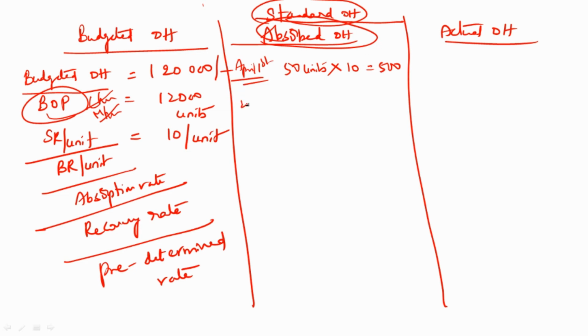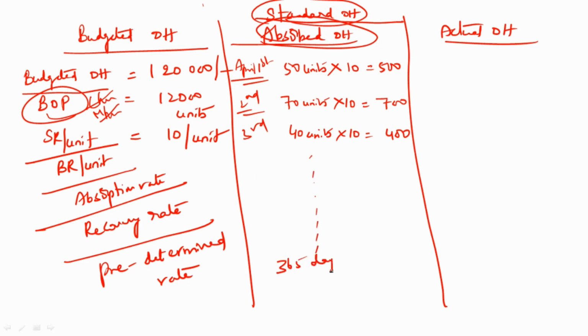Next, April 2nd. Let's say you have actually manufactured 70 units. For each unit you need to absorb 10 rupees, so you would have absorbed 700 rupees of overheads. Similarly on day 3, let's say you have manufactured 40 units. Just an example, just imagine. You need to absorb 10 rupees per unit, so you would have absorbed 400. Like that, you will do the same for how many days? 365 days.